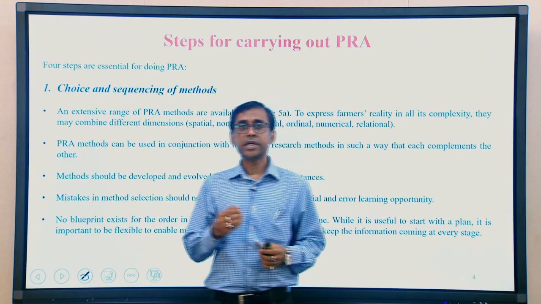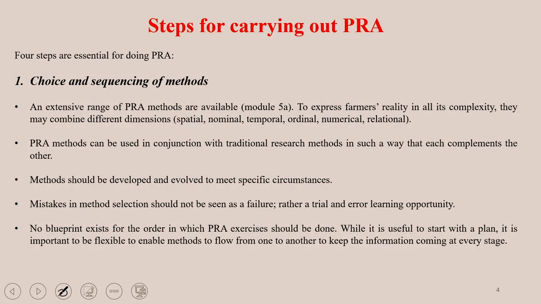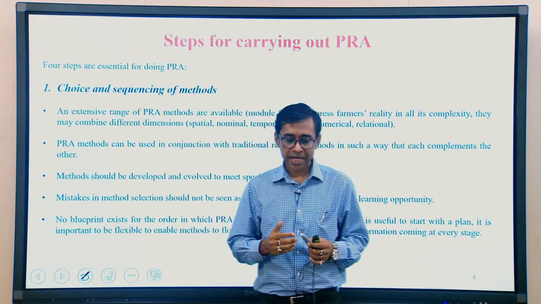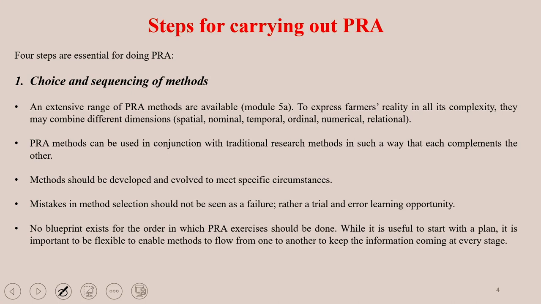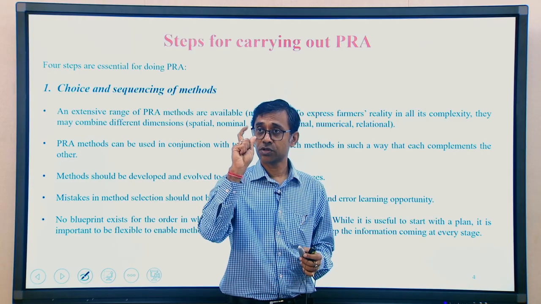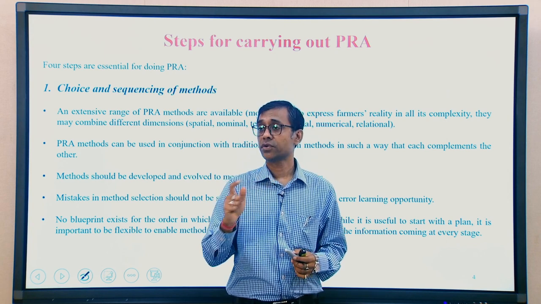All right. Now let us see the steps that we need to follow for carrying out this important exercise. First, the choice and the sequencing of the methods that we are going to follow. We need to have a range of PRA methods available, which we discussed in the previous module. If you recall, to express the farmer's real situation in all its complexity, they may combine different dimensions while interacting with you. It could be spatial, nominal, temporal, ordinal, numerical, and different types of things. So your choice of methods and sequencing is going to be very critical for a successful PRA exercise.